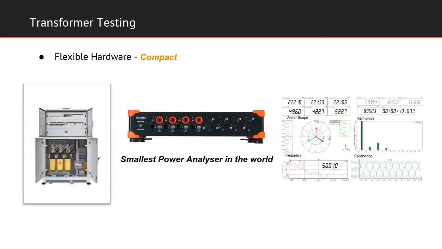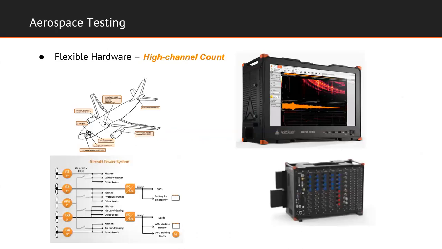So, for example, at transformer testing, we can use the smallest power analyzer in the world, the standard power analyzer with 4 times high voltage input and 4 times low voltage input, and put it, for example, near the control box. For aerospace testing, if we measure on every motor or at the kitchen, the window heater or other loads, and also the AC-DC converter or the batteries, we have a lot of channels, and therefore we have the flexible hardware, which gives us high channel count.